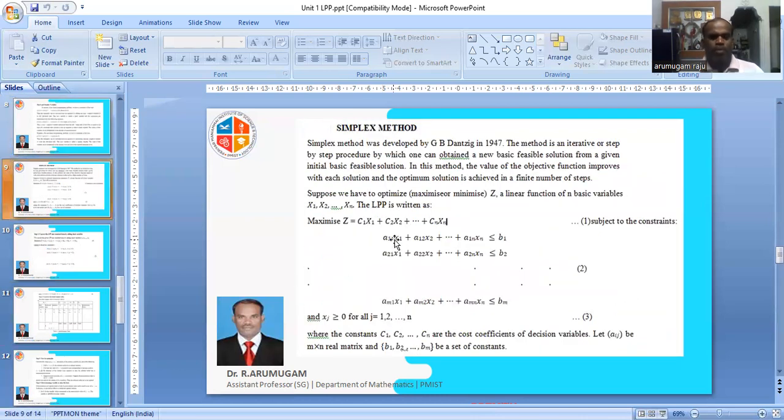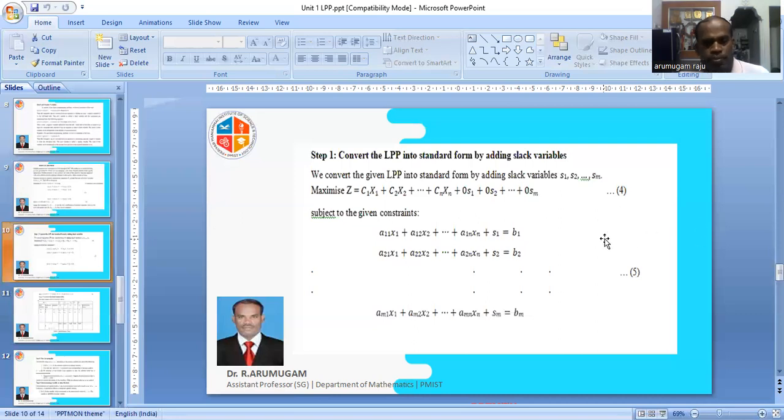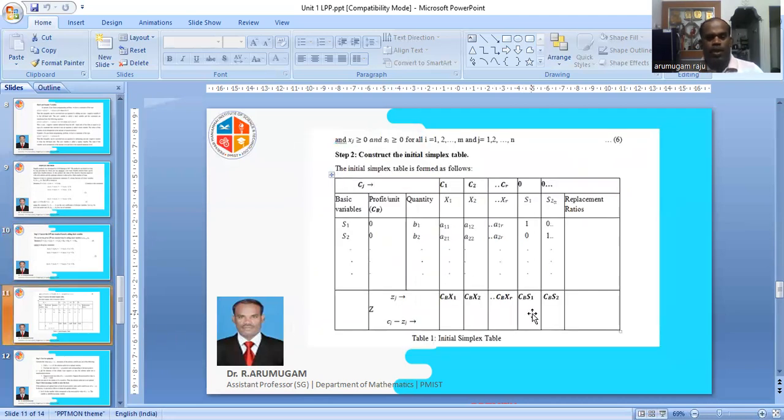So the next one is the simplex method. To solve the given LPP, we can use graphical, simplex or Big M. So we have a procedure to solve the given problem by using simplex. This is step 1. Convert the LPP into the standard form by adding slack variables. So this is the first step. In the second step, construct the initial simplex table.